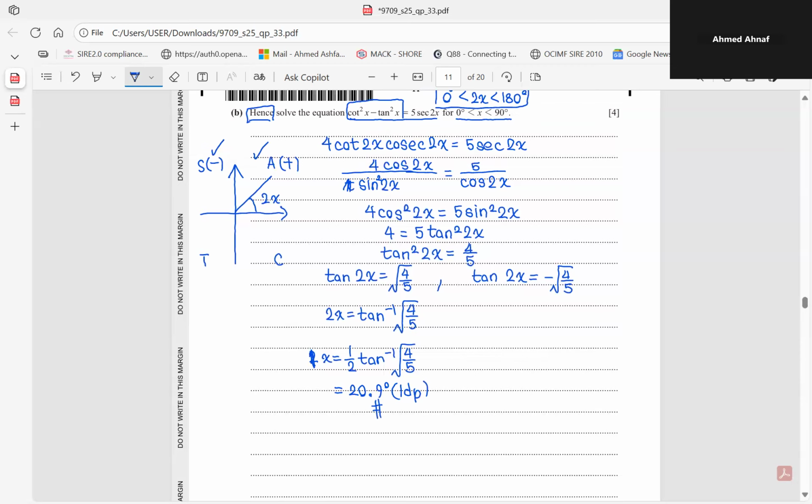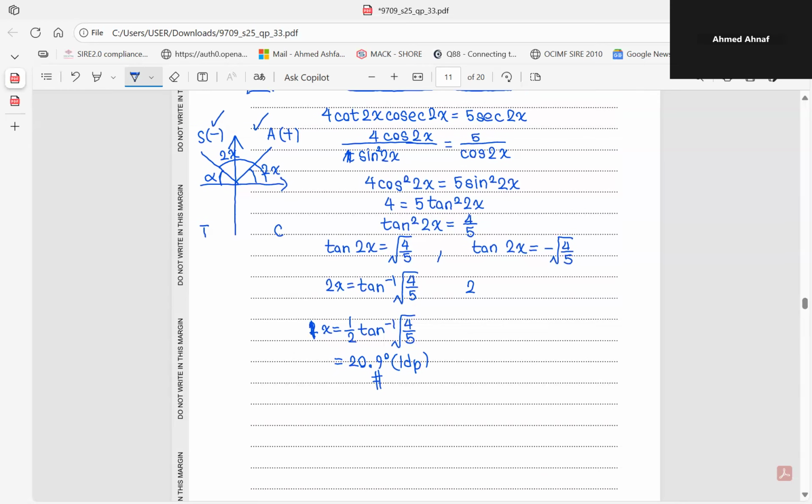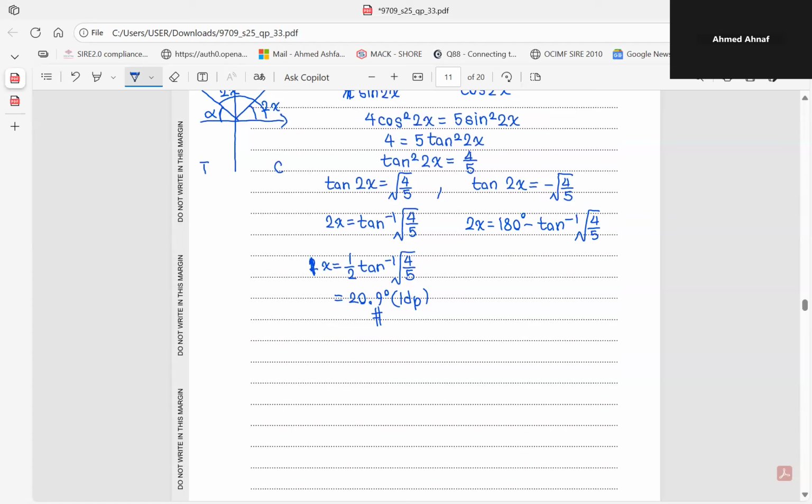So for the second one, since our tangent is negative, it's going to lie in the second quadrant. So it's going to look something like this. It's going to be an obtuse angle. And by taking the inverse of the modulus of minus square root 4 over 5, you'll get the basic angle alpha. Hence, to get 2x, you have to first take 180 minus tangent inverse square root 4 over 5. You have to take the positive value of this.